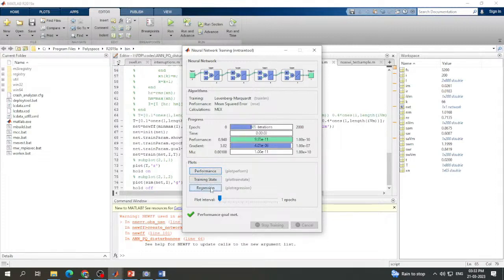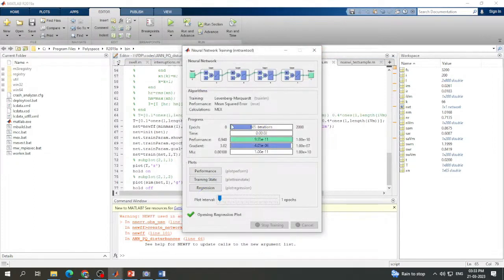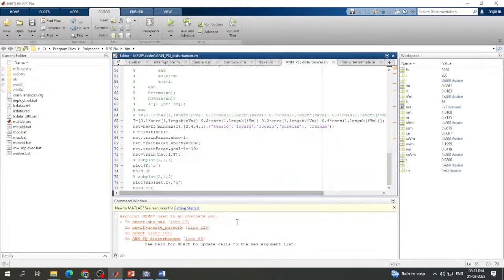So now let's take the regression. If the ANN training is stopped because of the error level being reached, then your regression must always be 1. And if it is stopping because of the limit of epochs, then it may not be 1. It may be 0.9, 0.8 also. So now I have subdivided into 4 categories.